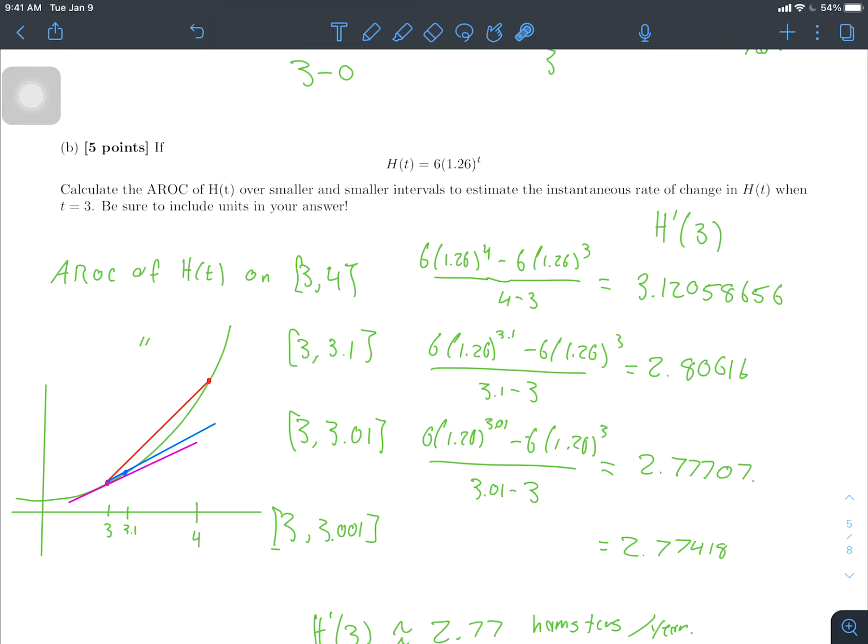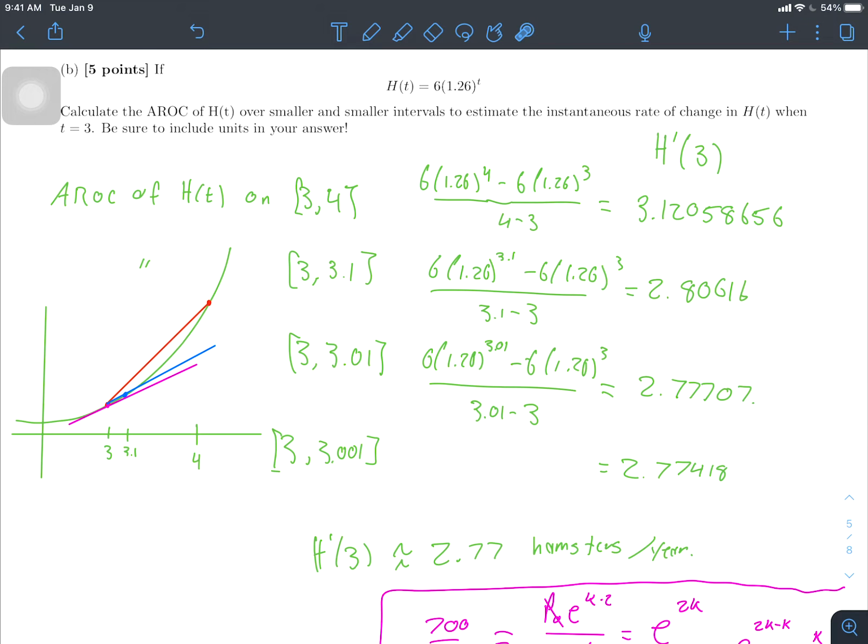Okay, so what I'm after here is h prime of 3. So this is the average rate of change of h over the interval from 3 to 4. Then I do it from 3 to 3.1, and I got 2.8. I did it from 3 to 3.01, and I got 2.777. And then I did 3 to 3.001, and I got 2.77418. So at this point, I can see it looks like the first 3 digits of this are pretty much fixed at this point.